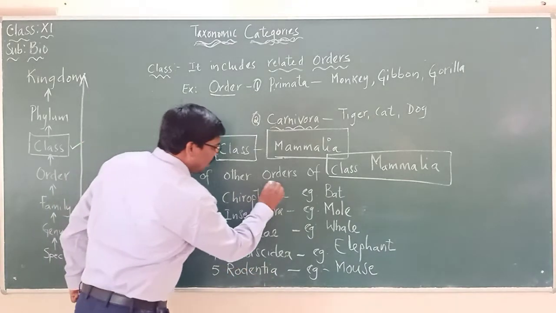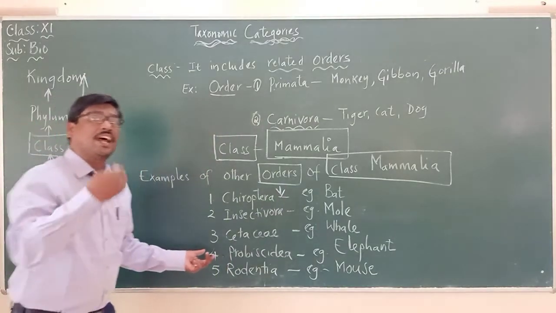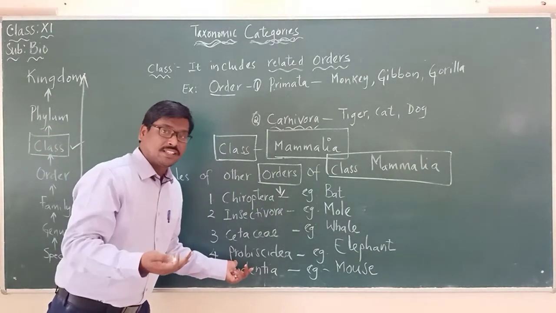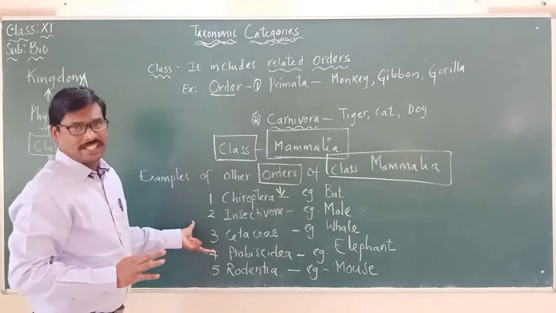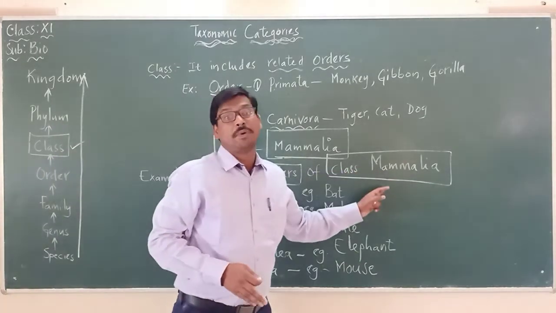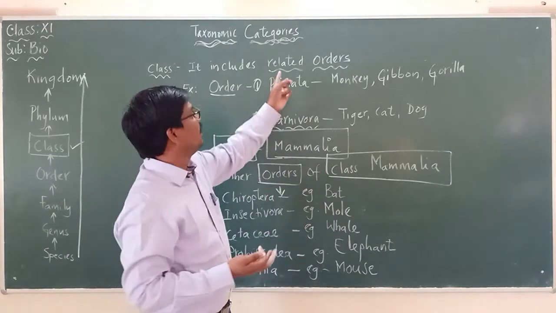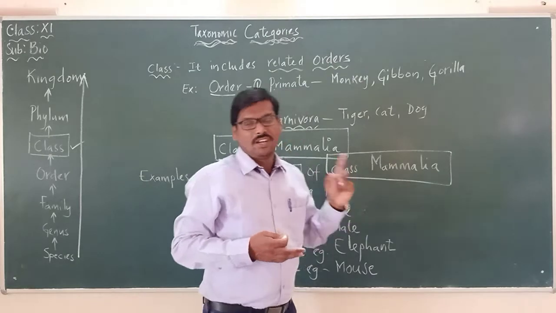So these are all different orders, and there are many other orders also. We are only taking few examples here. So all these orders are placed in the class Mammaliae. So class Mammaliae consists of what? Many related orders.